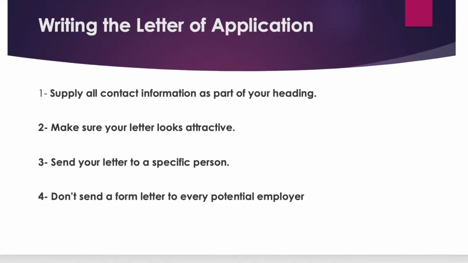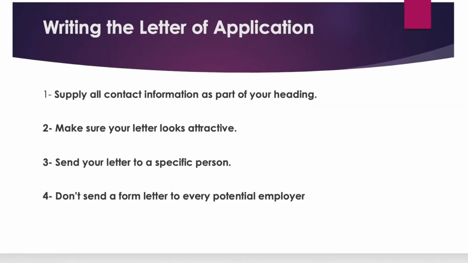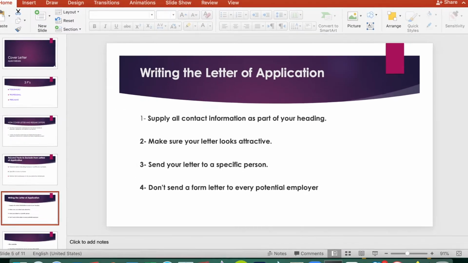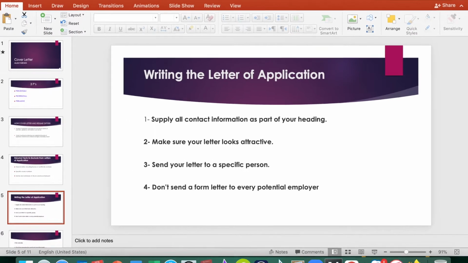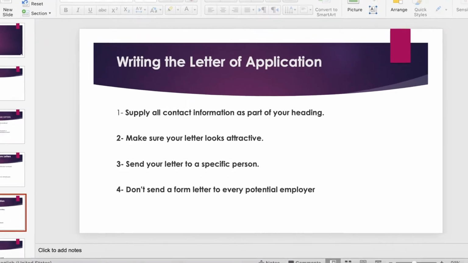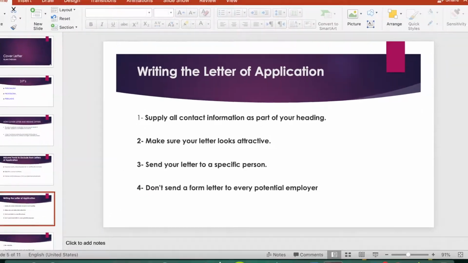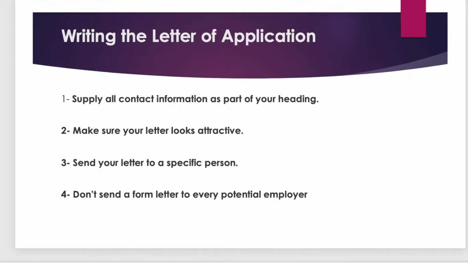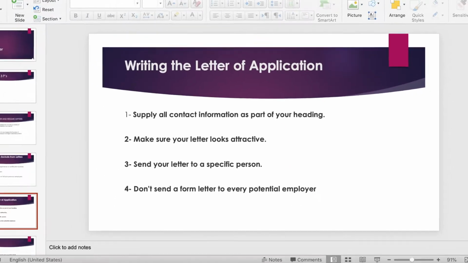They get bored. When writing the letter of application or cover letter, you should have all these points included. First one, supply all contact information as part of your heading. You need to include all your contact information in the write-up of your paper. For example, your name, your email address, your personal phone number, and your home address.